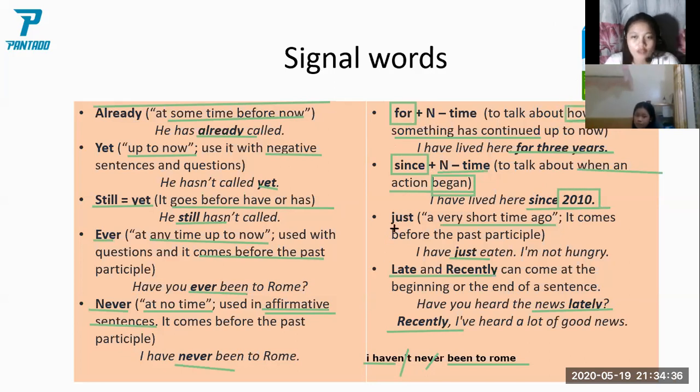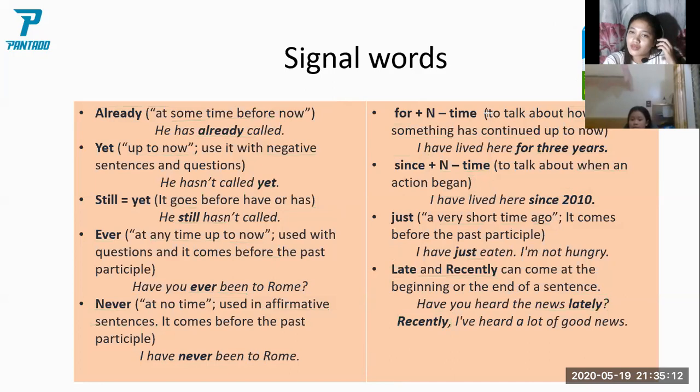Next is just, a very short time ago. It comes before the past participle, like I have just eaten, not too late, not too soon, just a very short time ago. And next, lately and recently come at the beginning or the end of a sentence. You cannot use the words lately and recently in the middle of the sentence. You must put them at the last or at the beginning. Okay?